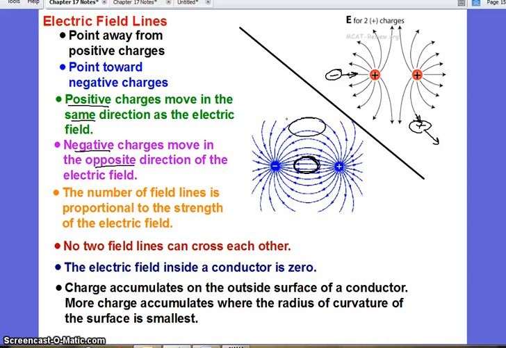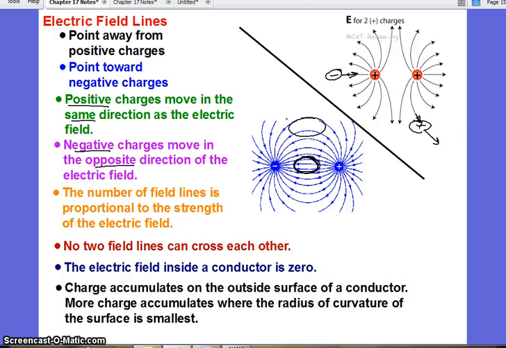Next, no two field lines can cross each other. If it points in the direction a positive charge can move, a positive charge cannot move in two directions at the same time. So you can't have field lines cross each other because it would mean that the charge would have to move in two directions at once, and that's physically impossible.